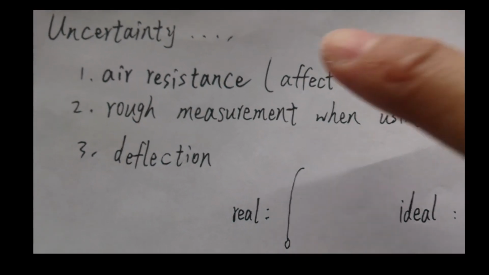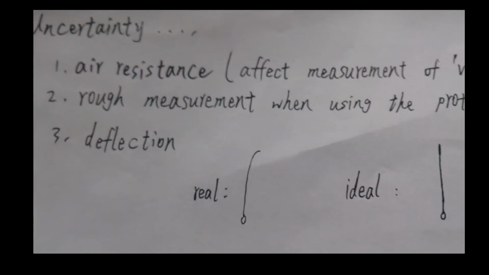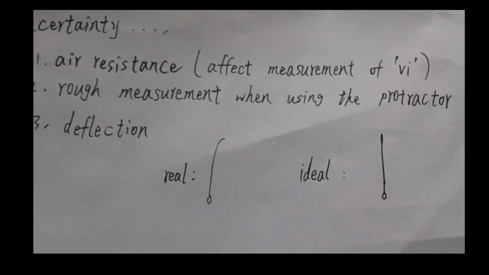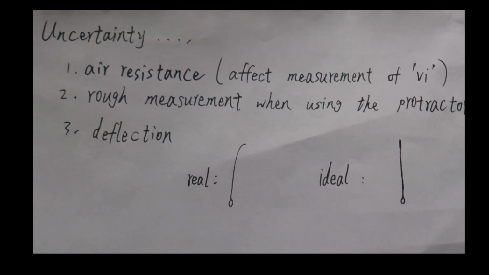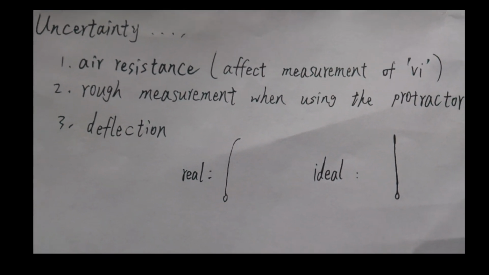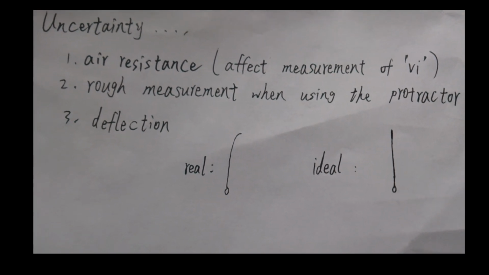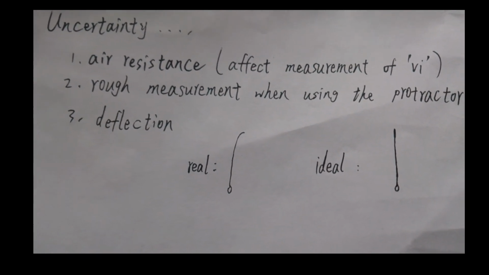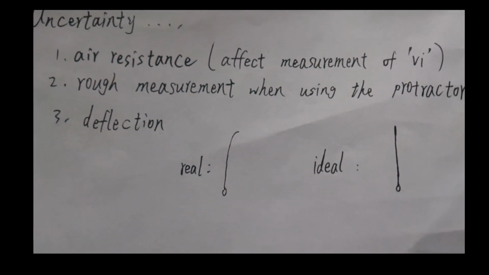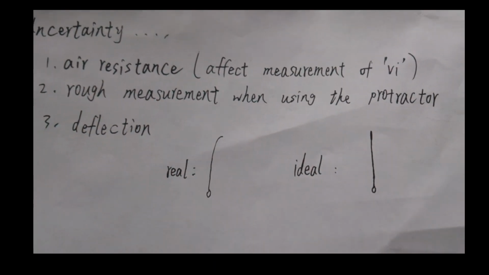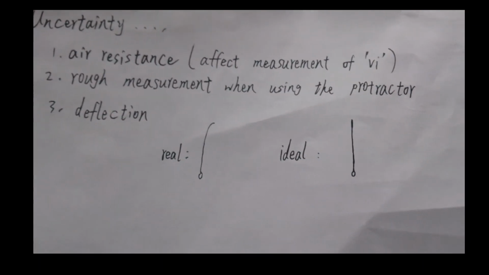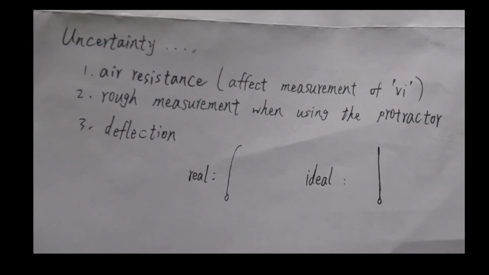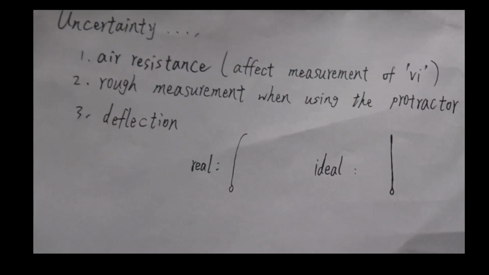Well, the air resistance is a crucial part. When we measure the initial velocity, there may be some air resistance which will affect the acceleration of gravity, so the initial velocity may not be exactly 4.41 meters per second. Then the second one is rough measurement when we're using the protractor. Because the launcher is big, but the protractor's angle measurement is very small, so there may be some errors.